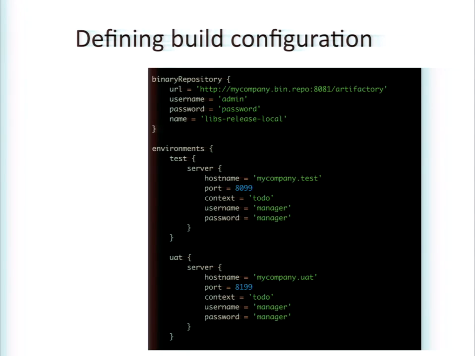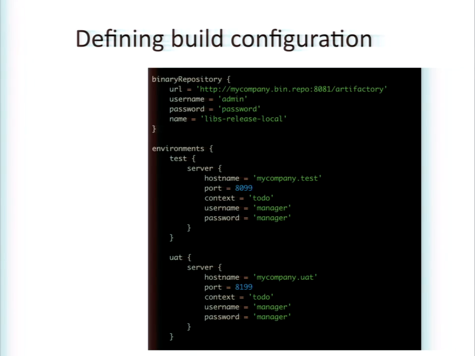And the nice thing about this config slurper class is that it has built-in support for environments, which relates to the question we had before. So config slurper has built-in support for environments. So you can say I have a test environment and I have a UAT environment, and both of them have a server, but it's a different server running on a different port and with different credentials.